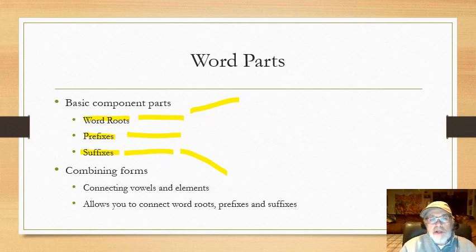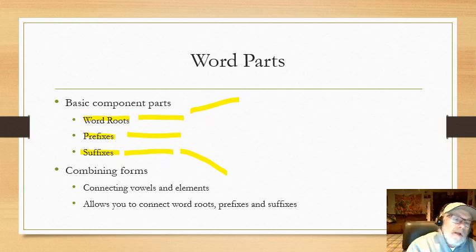Okay, so these are the basic components that we have in a word. Word roots, the basic center. Suffixes always have to follow a word root, okay? In other words, if I have a word root, I need a suffix. That's a rule. Yeah, it's a rule. And then I may or may not add a prefix to make the word more descriptive, okay?